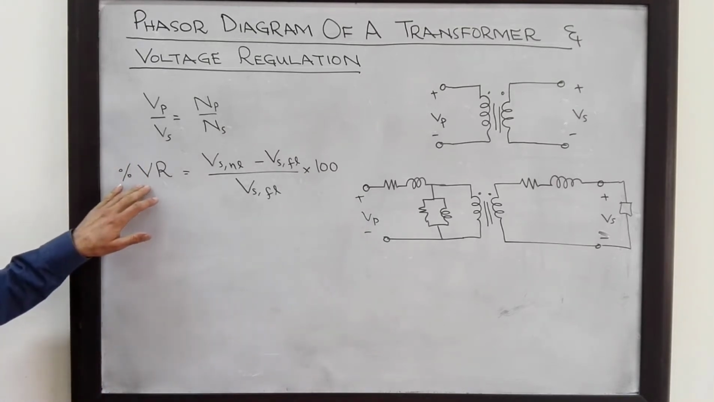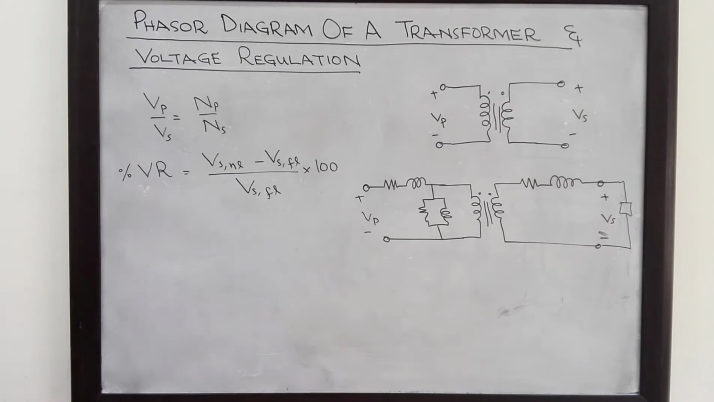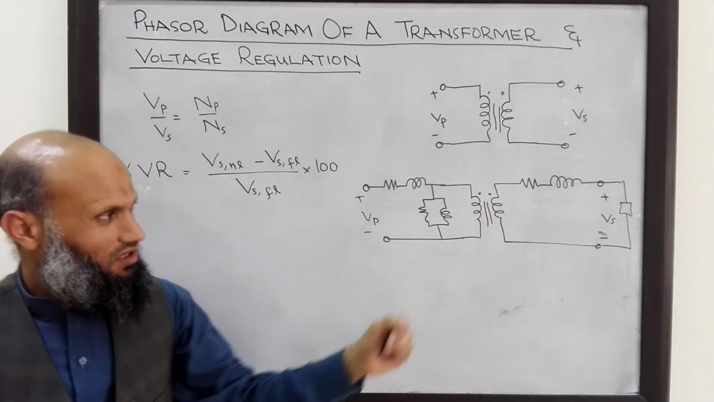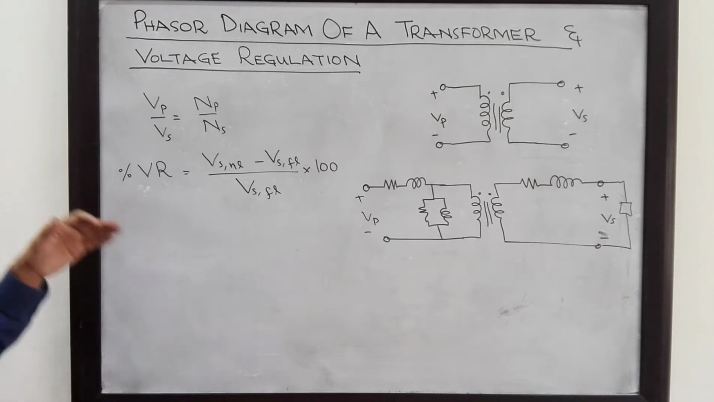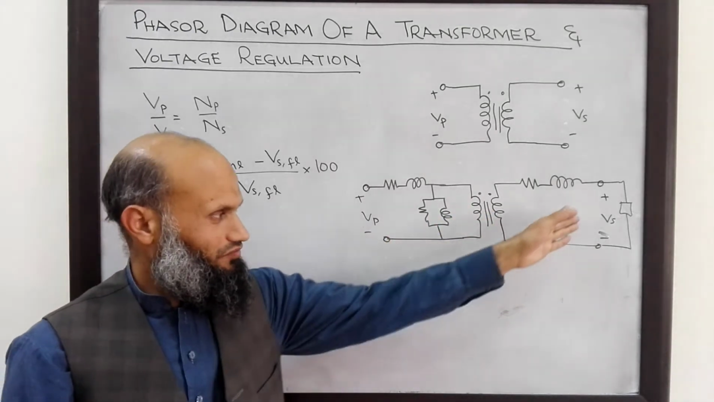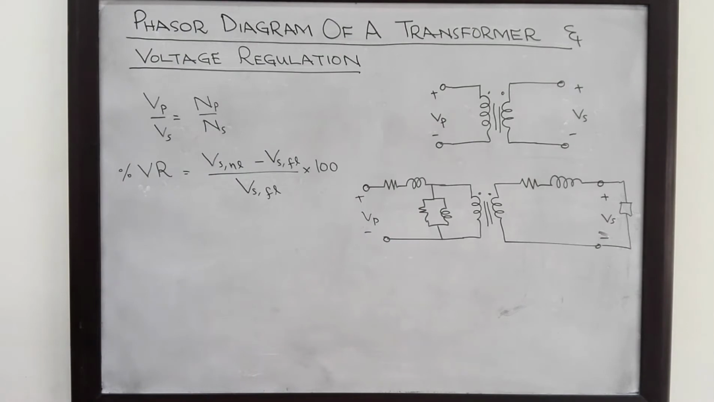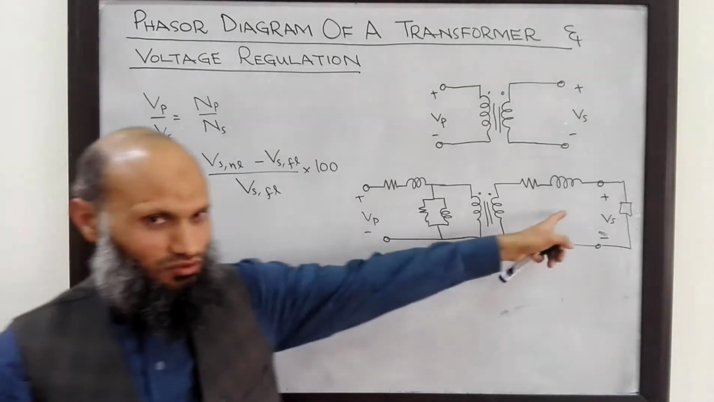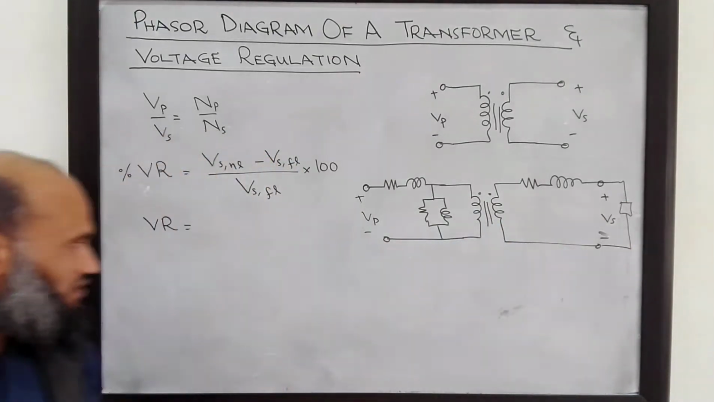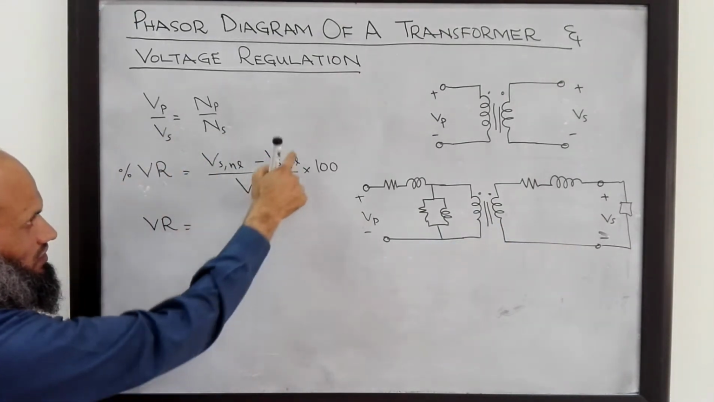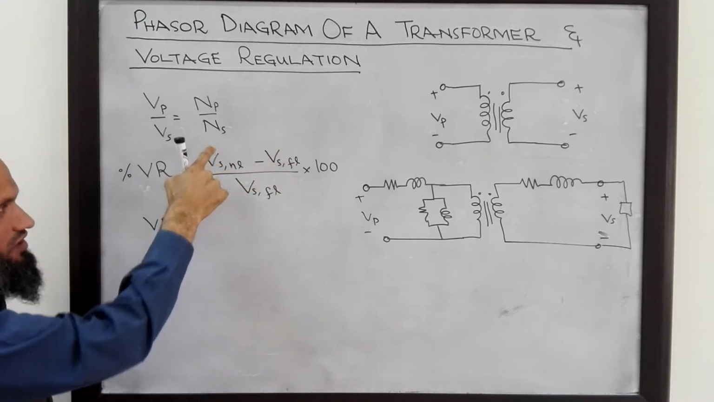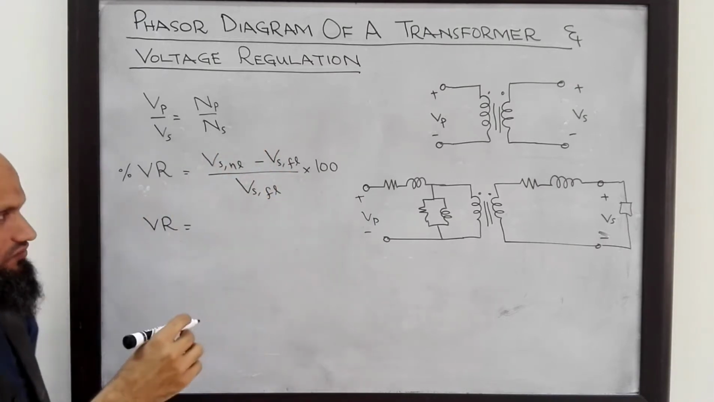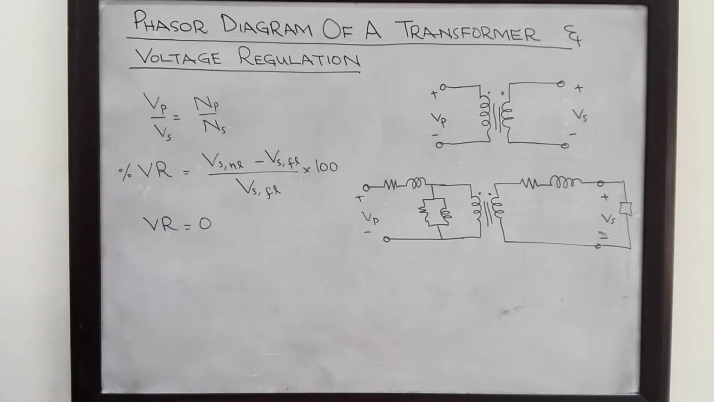So this voltage regulation gives us information about the performance of a transformer, that is how much variation is there in the secondary voltage with variation in the load. What we ideally want is no variation in the secondary voltage with variation in the load. That is, ideally we want the same secondary voltage at no load and at full load. That is, the desired voltage regulation is equal to 0.